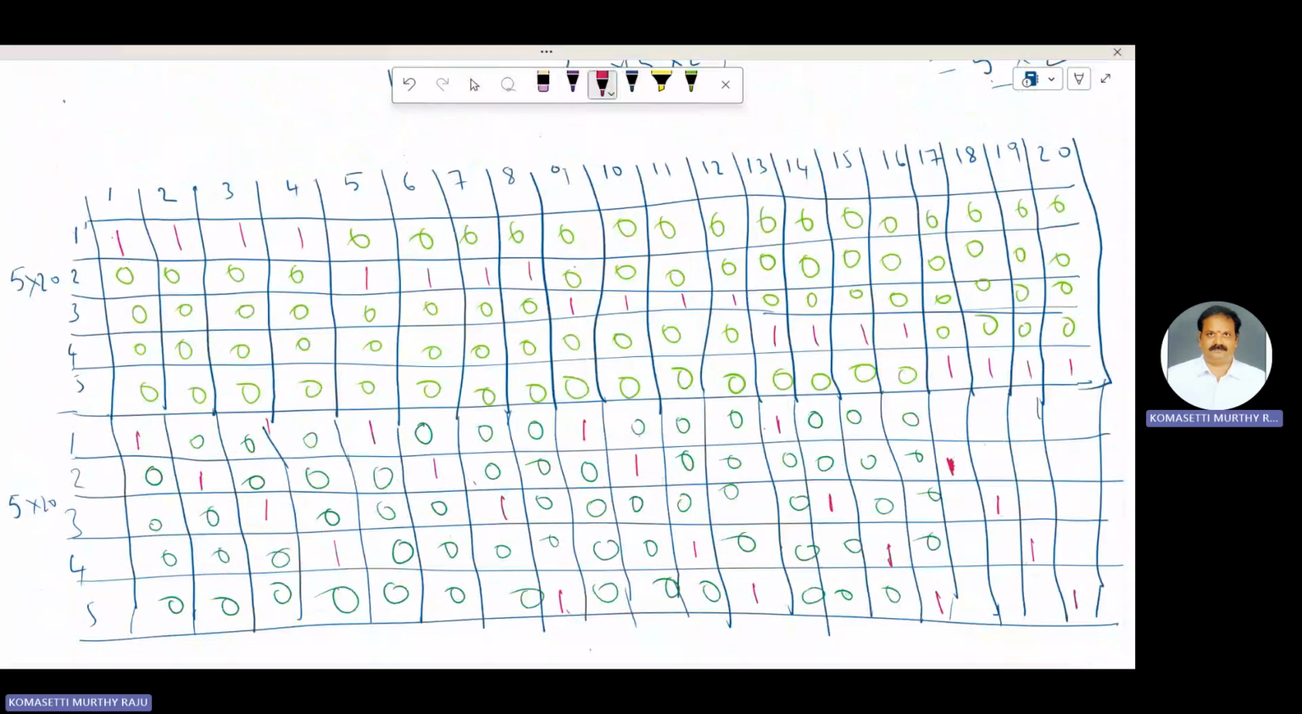Here the original matrix is 15 cross 20. Column 8, WC is equal to 3. Row 8, WR is equal to 4. Here row weight 1, 2, 3, 4.